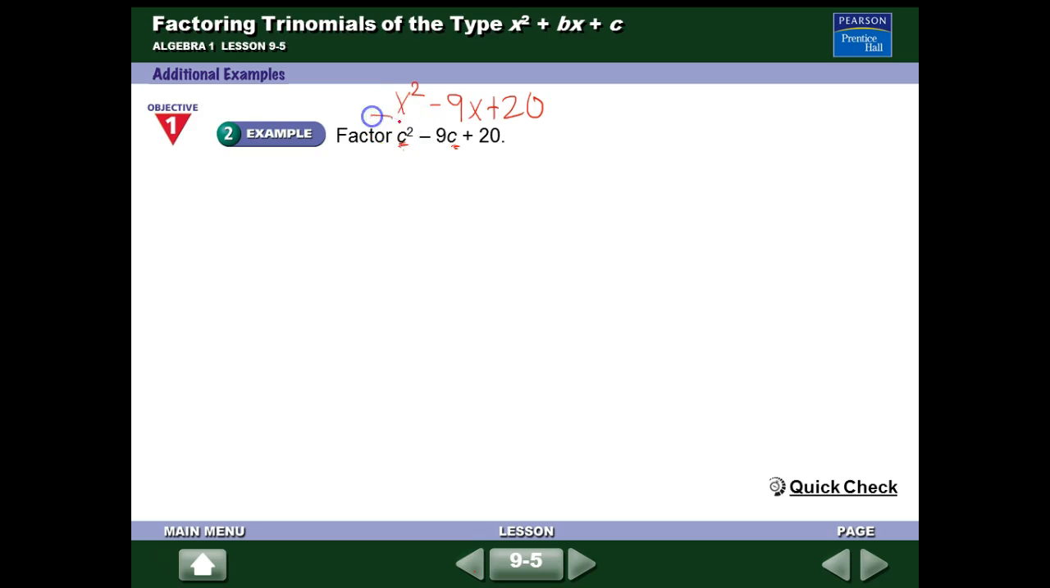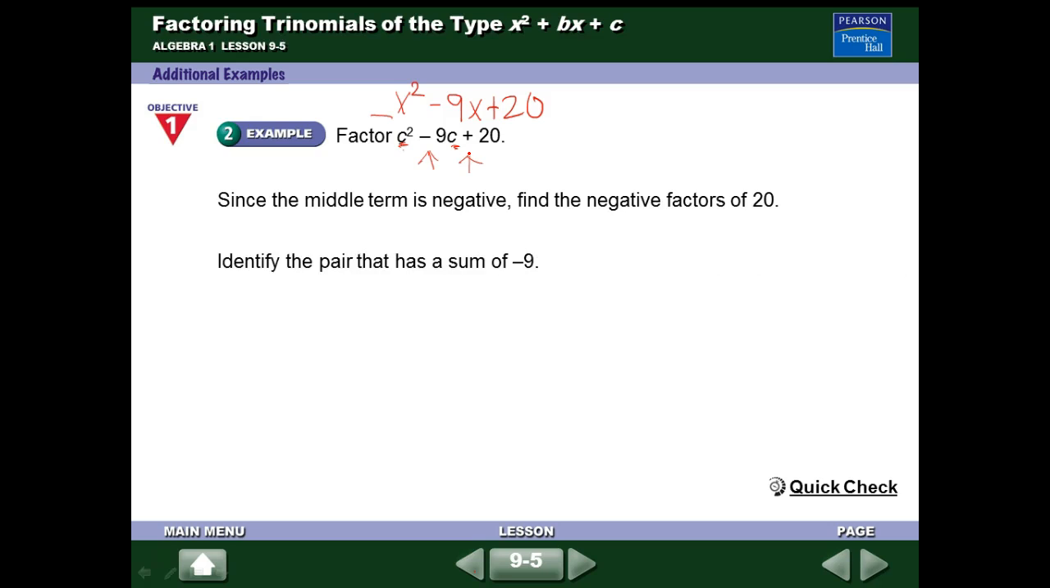My leading coefficient is 1, and then 9 and 20. So what is different about this equation than the last one that we factored is that we have a subtraction and then an addition sign. So how does that affect it? Since the middle term is negative, we need to find the negative factors of 20. So find the negative factors of 20. We have negative 1 times negative 20. Negative 2 times negative 10. Negative 3 times negative 7 gives me 21, so 3 does not work. How about negative 4 and negative 5?